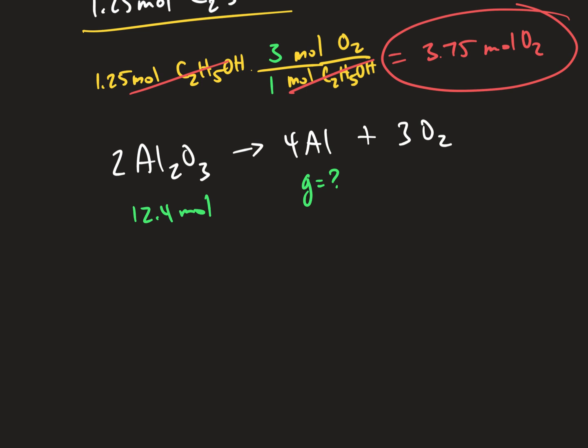But we can see there's 4 aluminums, 6 oxygens, 6 oxygens. We're good. Okay? Well, doesn't hurt to check. So let's start with what we know. We know we have 12.4 moles of aluminum oxide.